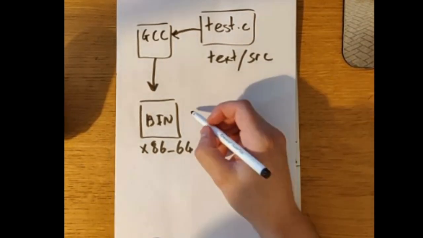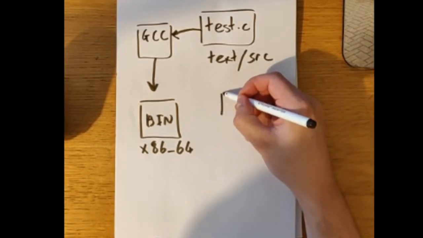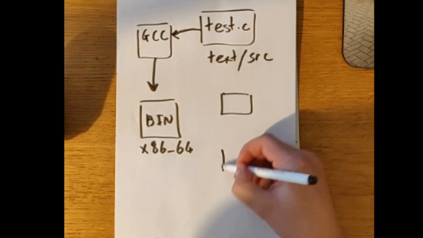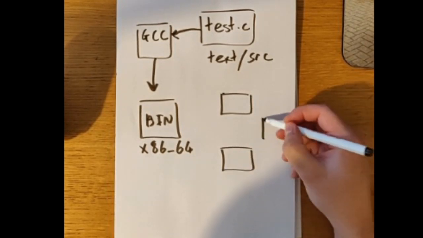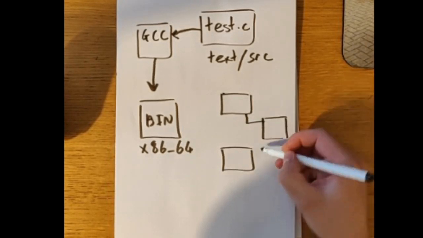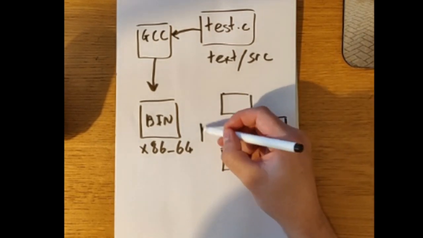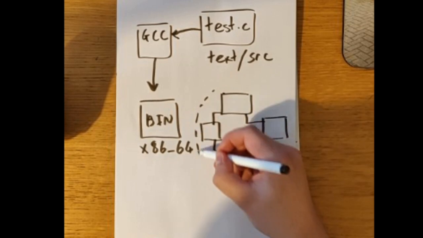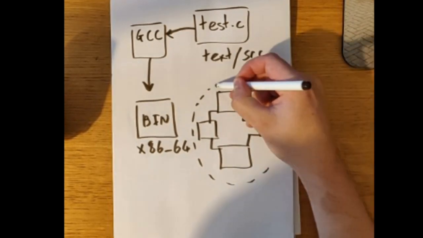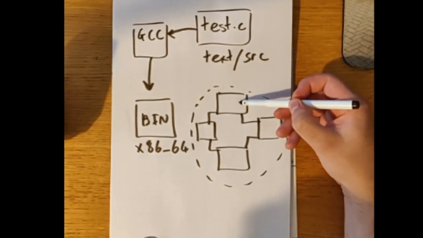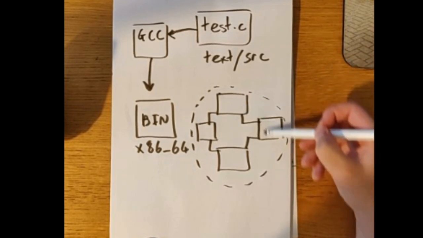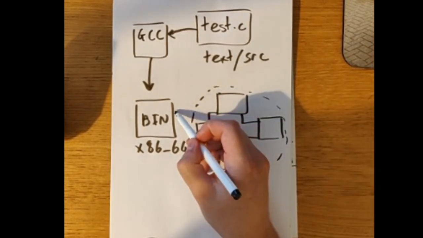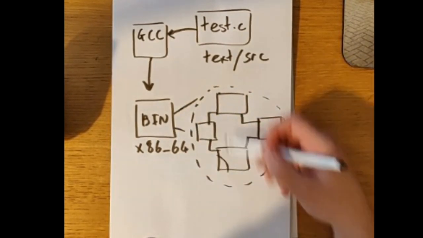So when I've done the inspection here, it's these four blocks with these edges in between. If I draw around here, this is what it looks like under the hood. We start from the top and go down, and based on the argument we can either go right or left. This is the actual binary. This is what the binary actually looks like.